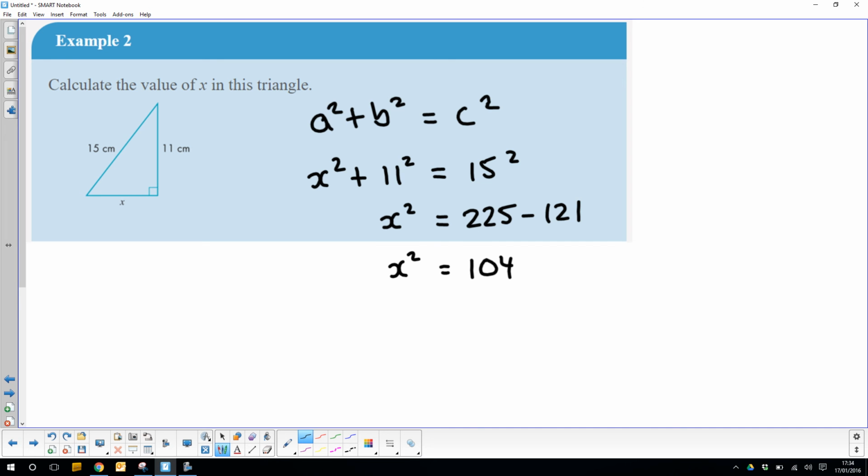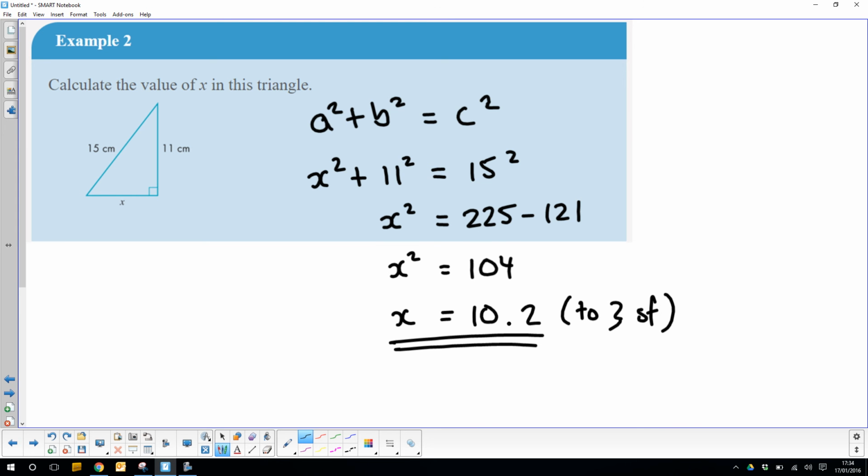So I can see that x equals the square root of that, and that is 10.19803903. So I will just put that as 10.2 again to three significant figures. Double underline my answer, and I'm away.